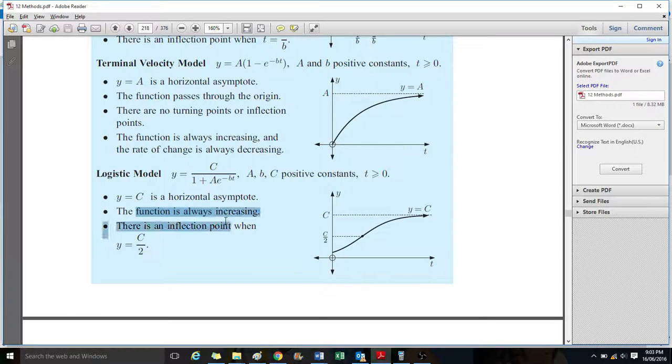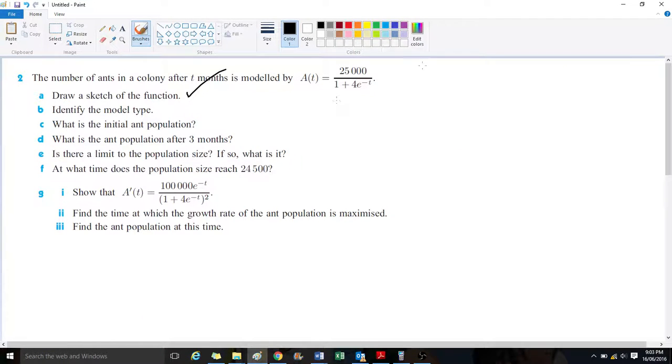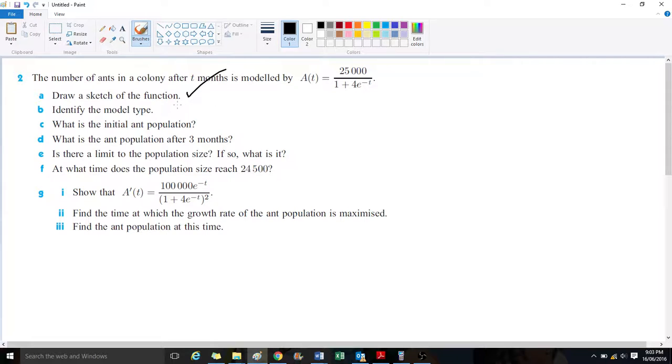Function is always increasing. Okay, but there's a point of inflection here at c on 2, and they're both asymptotic to y equals a or y equals c. Okay, in the case of the logistic model, c is the number at the top. In the case of the terminal velocity model, a is the number at the front. So if we look at our original function then, 25,000 on 1 plus 4e to the minus t, which one does this more closely resemble? It's a logistic model. Okay, so identify the model type, logistic.